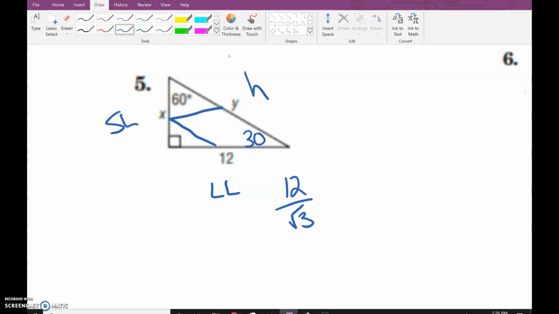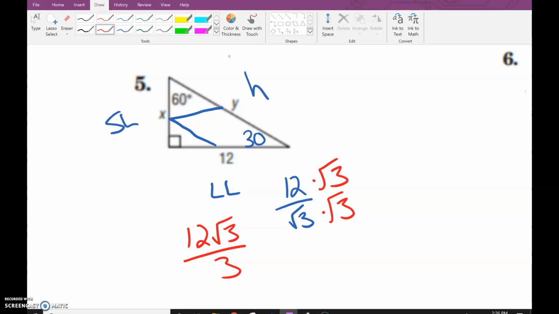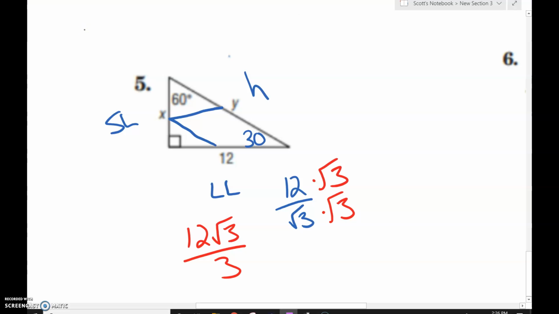Now I have to simplify because I can't have that square root in the denominator. So times top and bottom, square root of 3. I would have 12 square root of 3 over 3. Square root of 3 times square root of 3 is the square root of 9. Square root of 9 is 3. Now, since these are both on the outside, 12 divided by 3 is 4.